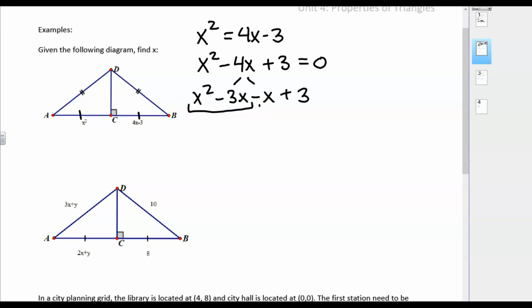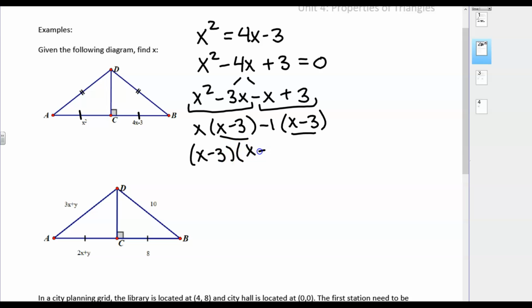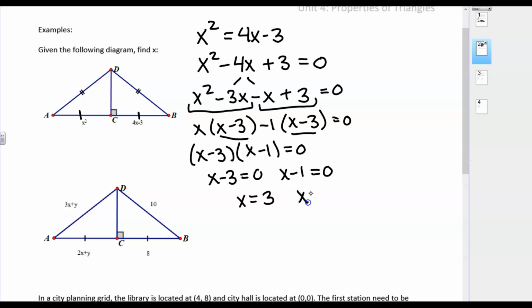I'm then going to factor by grouping. I can take an x out here to get x minus 3. I'm going to take a negative 1 out here to get another x minus 3. And I like that now because those match. So that becomes x minus 3, factor that out the front, times x minus 1. All of these still equal 0. So that means x minus 3 equals 0 and x minus 1 equals 0. Therefore, x equals 3 or x equals 1.